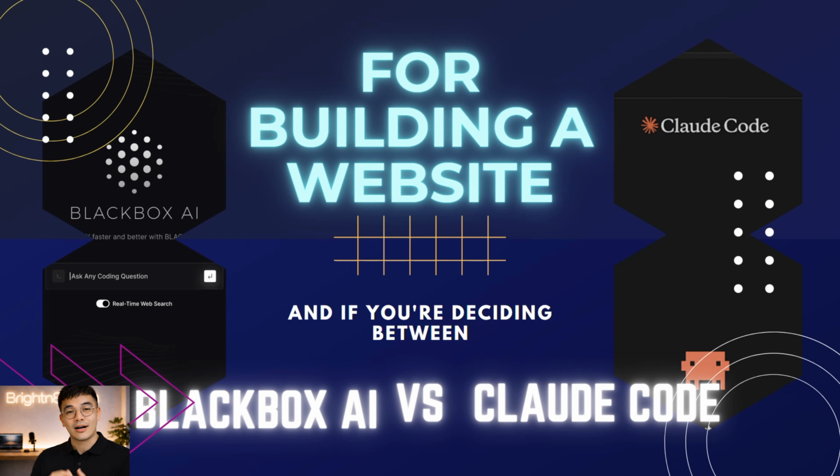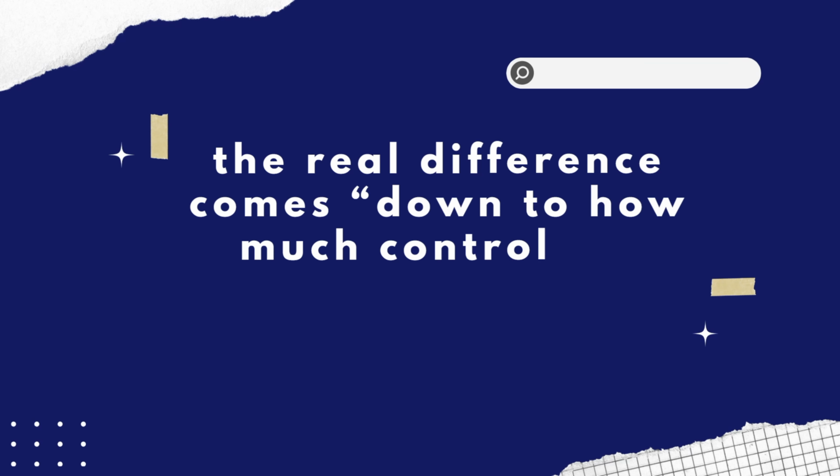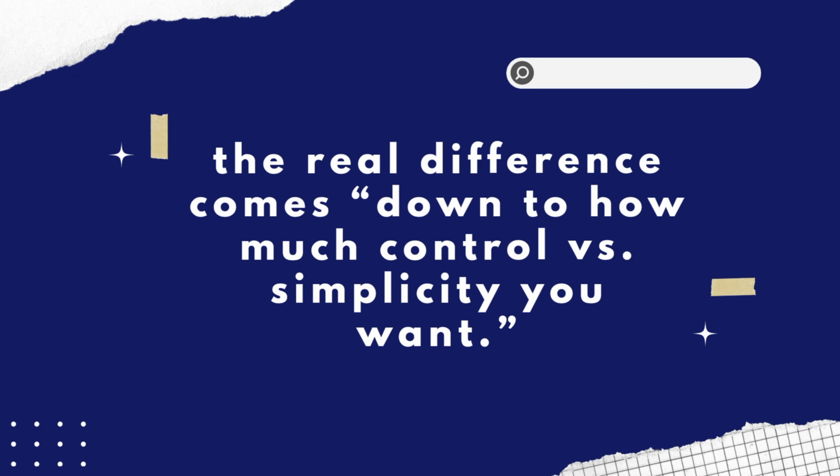If you're building a website with AI, you're probably stuck between Blackbox AI and Claude Code. But one of them will save you hours, and the other might slow you down. Let's break it down fast, no fluff, so you know exactly which one to use. The real difference comes down to how much control versus simplicity you want.